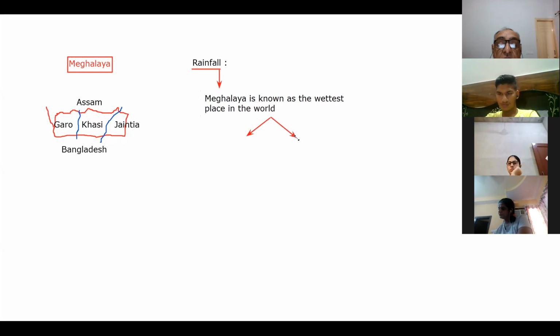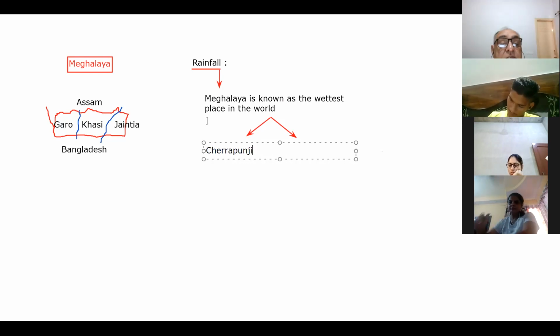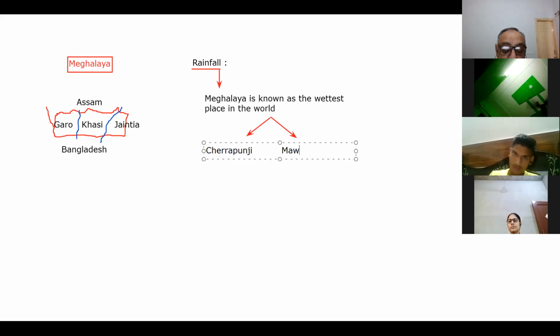One place is known as Cherrapunji. You must have heard about that. Have you heard this name? Yes, sir. And the second is Mawsynram, a village near Cherrapunji, where the highest rainfall in a single day was recorded, right? And at Cherrapunji the highest rainfall in a single month so far was recorded. That is the record, right?